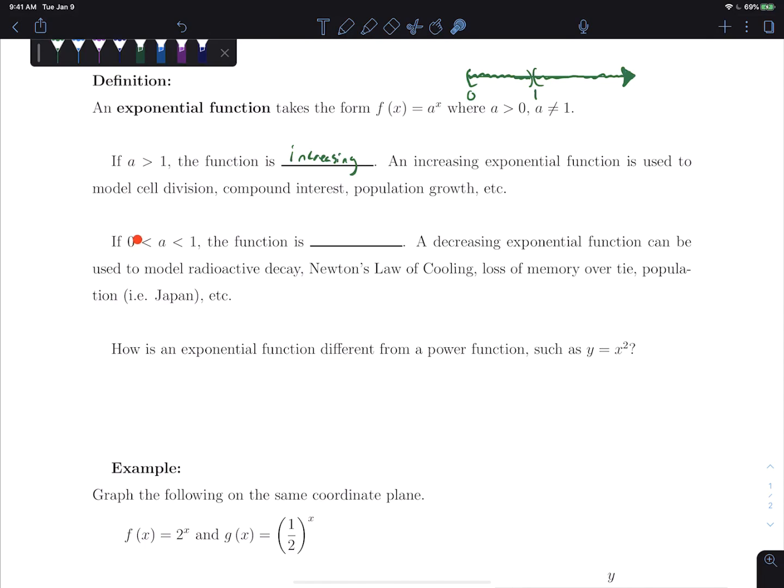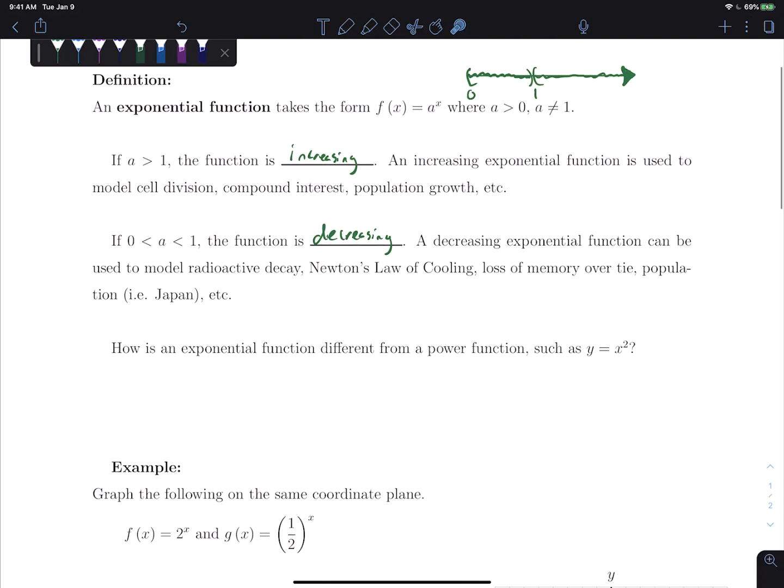Now, if 0 is less than a is less than 1, in other words, if a is between 0 and 1 here, then the function is decreasing. Now notice that an exponential function will be a continuously increasing or continuously decreasing function. So a decreasing exponential function can be used to model radioactive decay, Newton's law of cooling, loss of memory over time, population for certain populations, for example, Japan, etc.